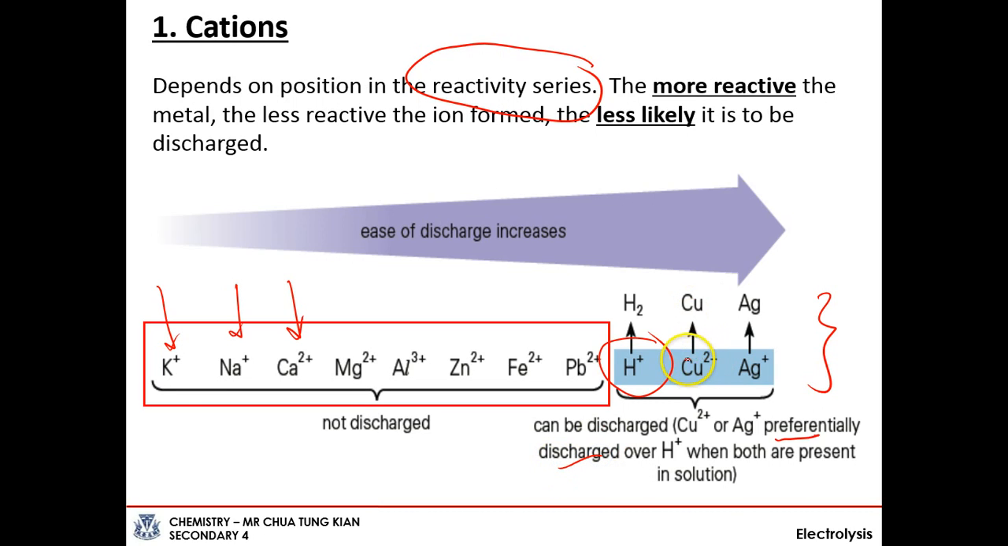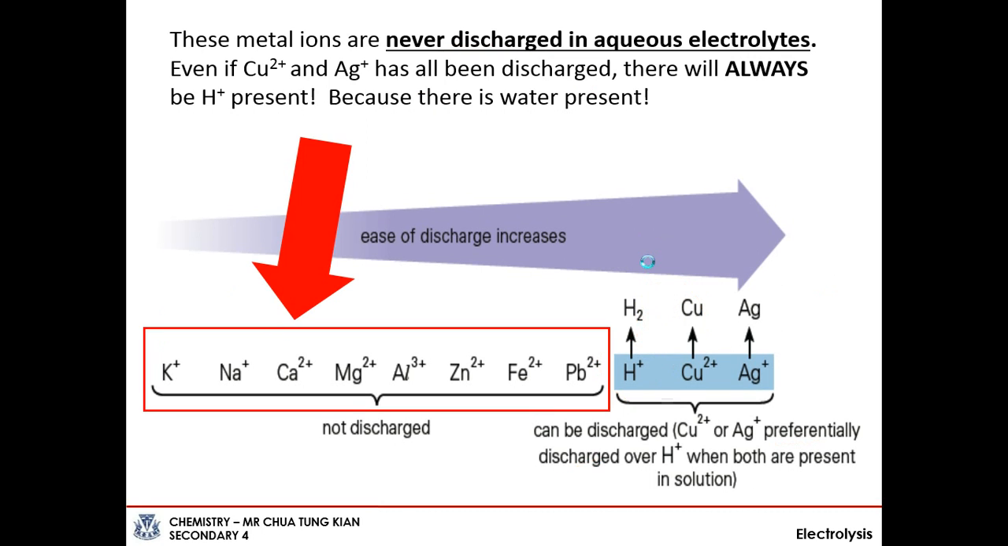But if there are ions such as Cu2+ and Ag+, then these two ions will be preferentially discharged. So assuming a solution contains Cu2+, when all the Cu2+ has been fully discharged, the next ion you will move on to will be H+, because H+ is present in the aqueous solution. As I mentioned earlier, metal ions are almost always never discharged in aqueous solutions, except for these two ions here.